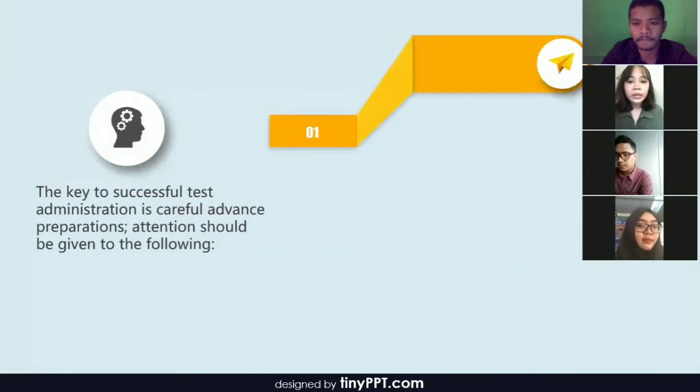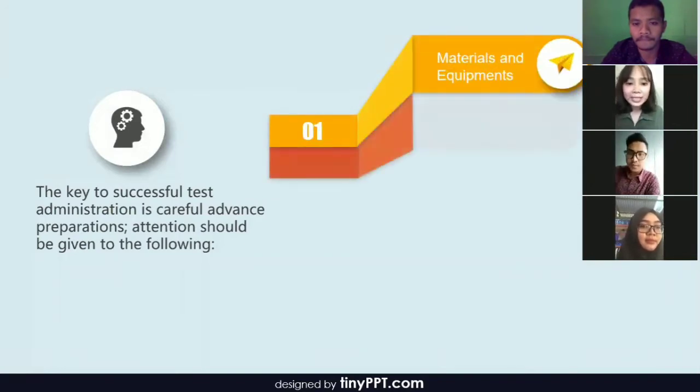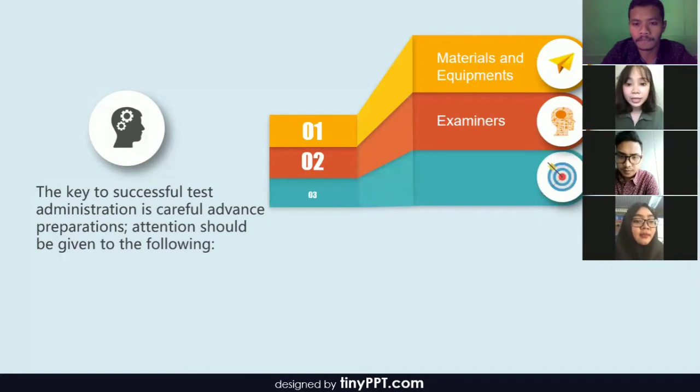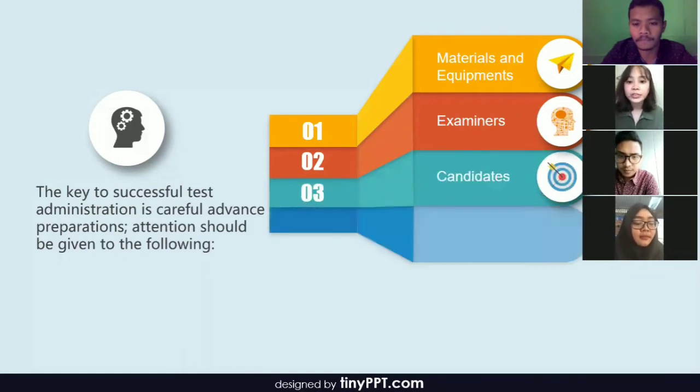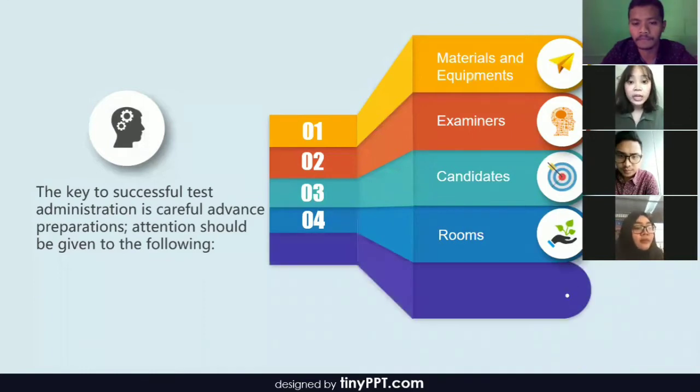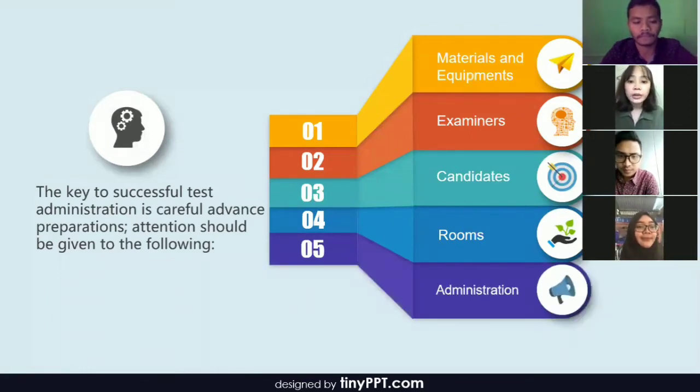All right. Here are the keys to a successful test administration. It is divided into five parts. The first one is materials and equipment. The second one is examiners. The third one is candidates. The fourth one is rooms, and the last one is administration. And here are the definitions of the materials and equipment.